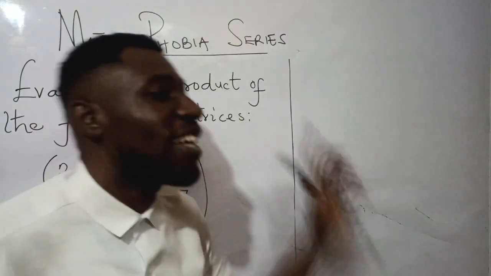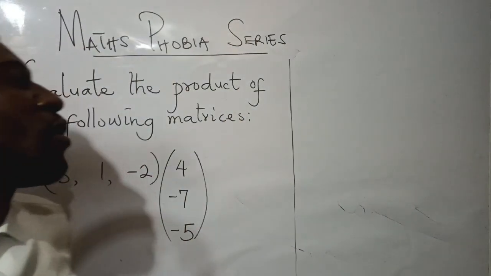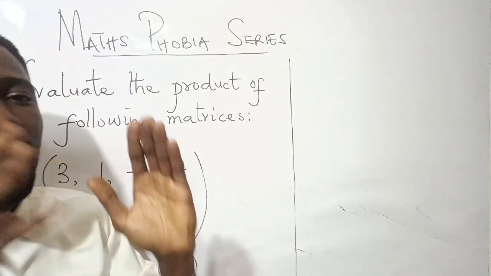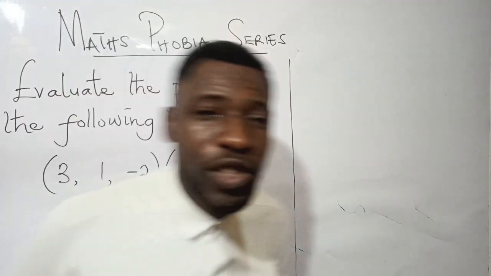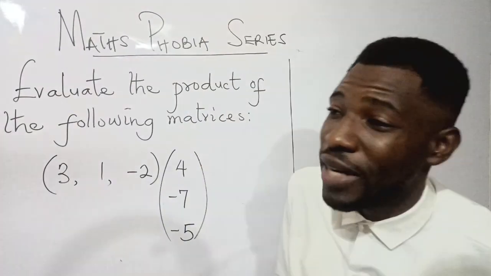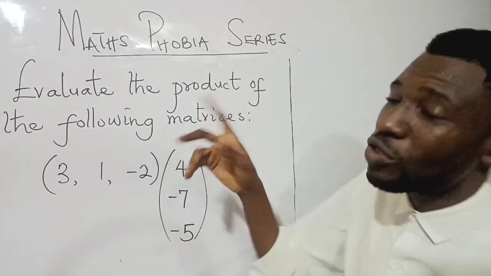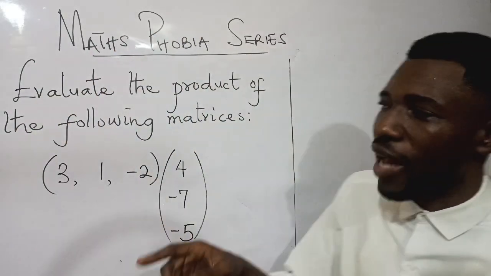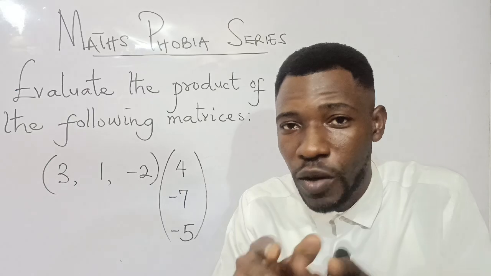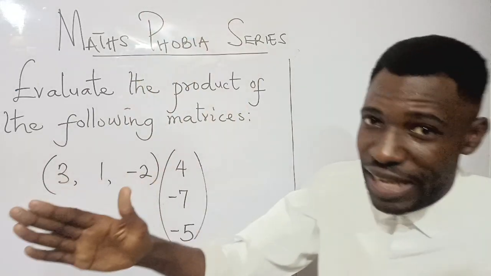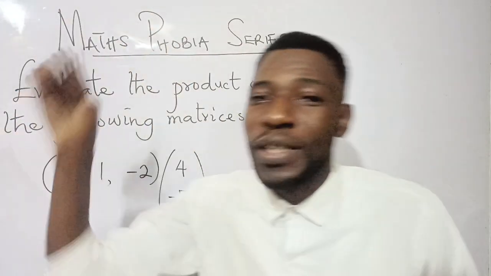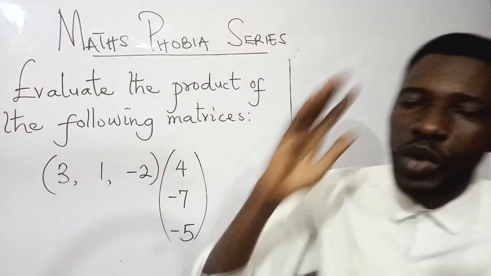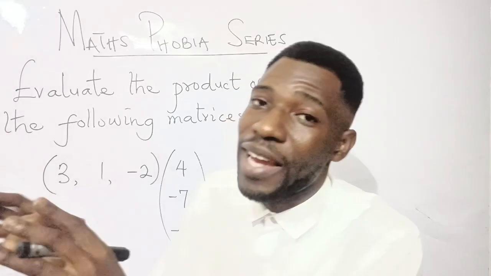Alright, now the previous two classes we had, we looked at finding the determinant of matrices. And I told us that the condition required to find the determinant of any matrix is that the matrix must be a square matrix. What do we mean by a square matrix? It means that the number of rows and the number of columns must be the same. So we have a 2 by 2 matrix, a 3 by 3 matrix. We can find the determinant of that type of matrix.